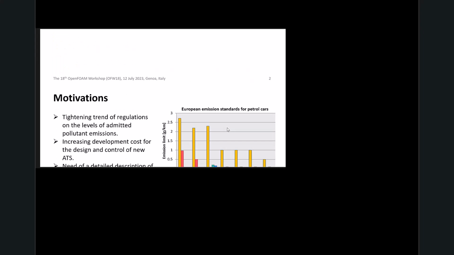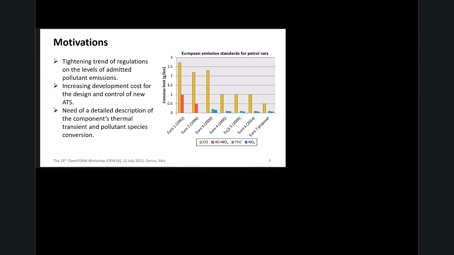So let's start from the motivation that brings us to develop this methodology to simulate the after-treatment system. The main reason is the tightening trend of the regulations and the levels of admitted pollutant emissions that brings increasing development cost for the design of new after-treatment systems. So there is a need for a detailed description of the thermal transient of the components and also of the pollutant species conversion. Now let's have a look in more detail at the computational framework.